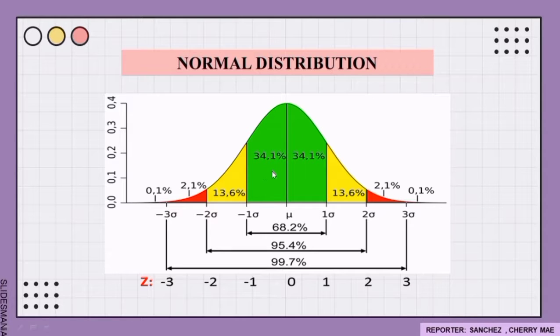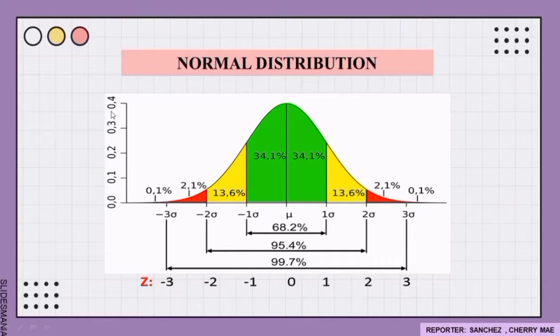As Shelo explained, the normal distribution curve has 50% of the data lying on each side of the curve. It means 50% on this side and 50% on the other side. And we have our mean, which is at the center, and the percentages 68.2%, 95.4%, and 99.7%. Always keep in mind that the mean is always located at the center of a normal distribution curve.